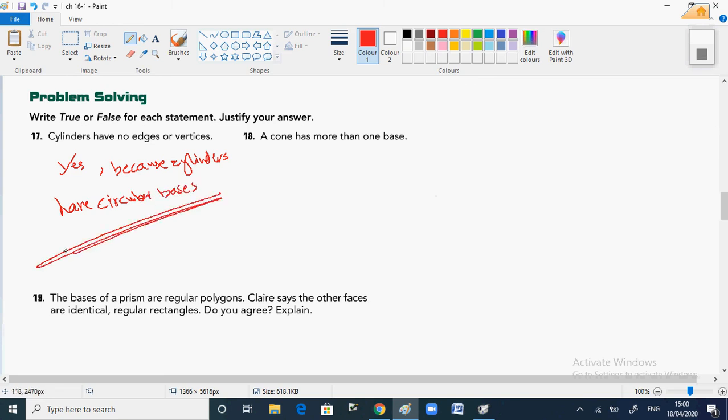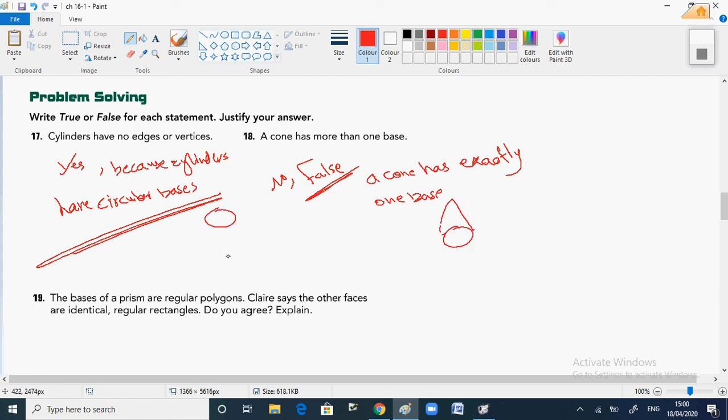A cone has more than one base. It's false. Why? Because a cone has exactly one base. This is only for the cone. For a cylinder, two circular bases.